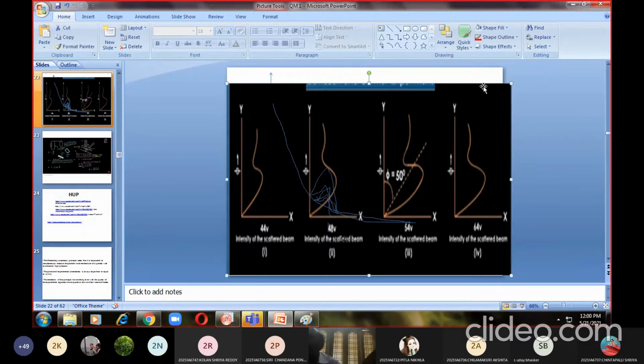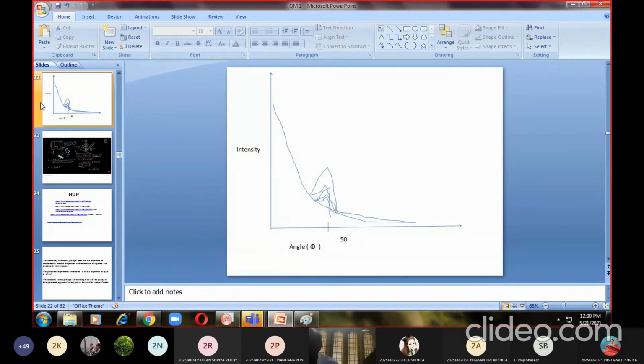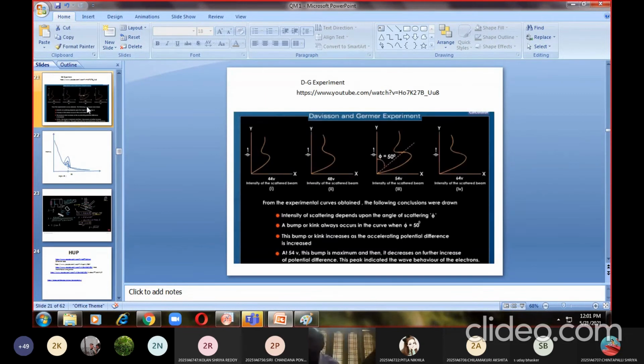Now I'll go back to this. Okay, 21. So that's what is understood in matter: 44 volts, 48 volts, 54 volts, and 64 volts. And it is found that for 54 volts and 50 degrees, it gave the most prominent peak. That is the experimental value.